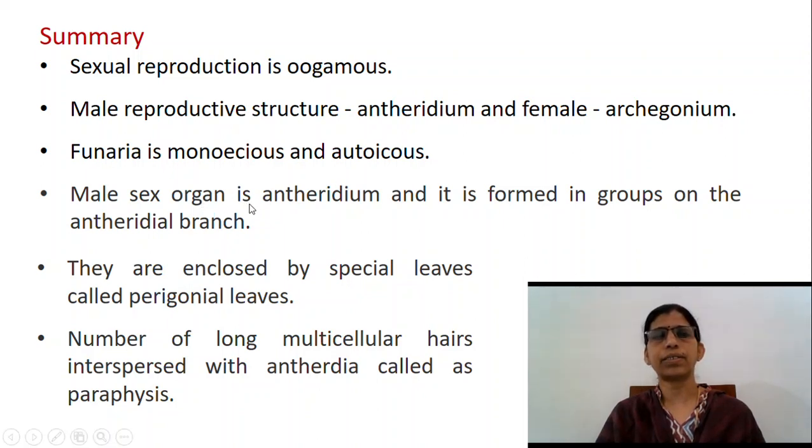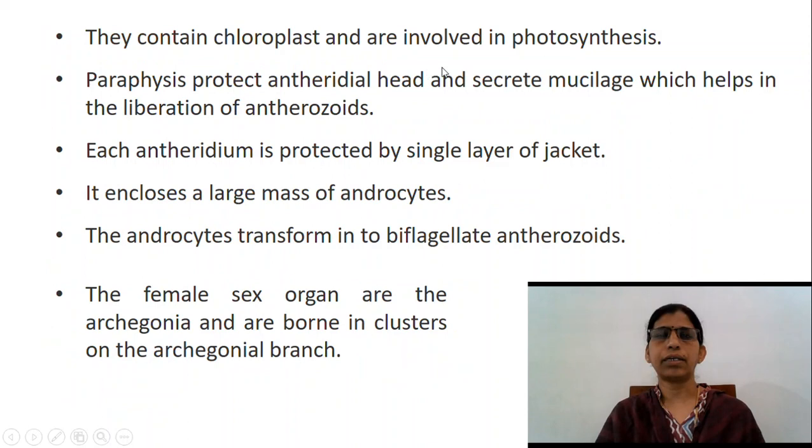The male sex organ is the antheridium and is formed in groups on the antheridial branch. They are enclosed by special leaves called perigonial leaves. A large number of long multicellular hairs interspersed with antheridia are called paraphyses. They contain chloroplasts and are involved in photosynthesis.